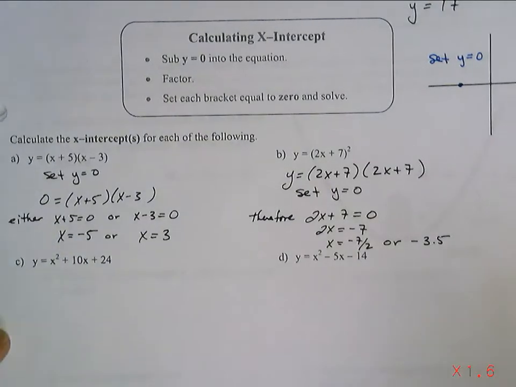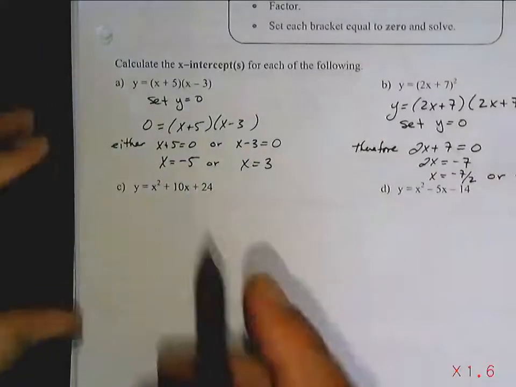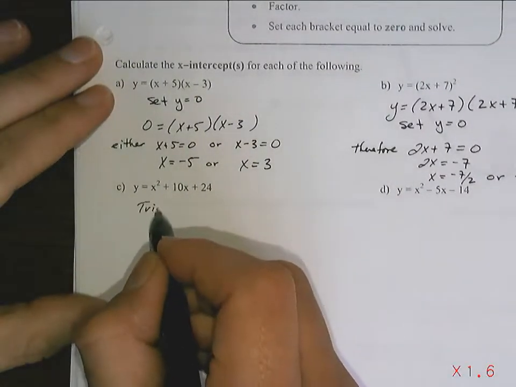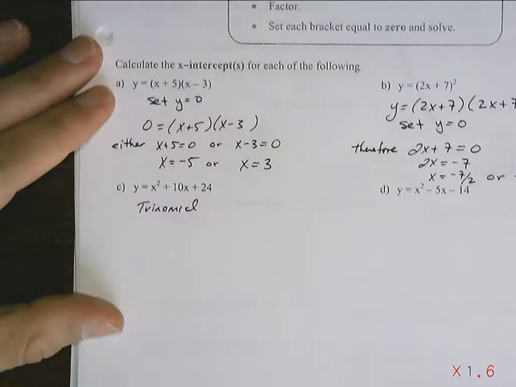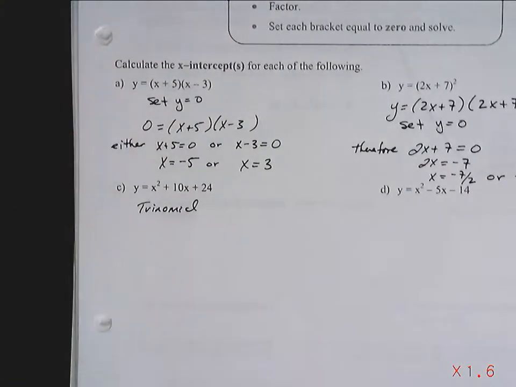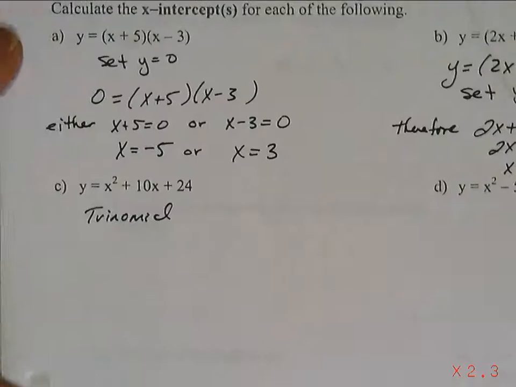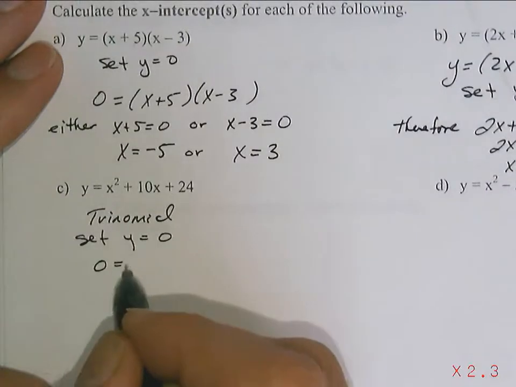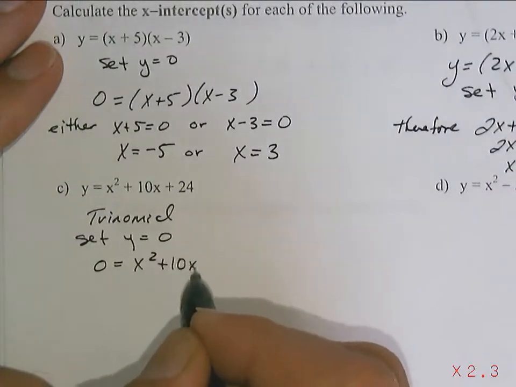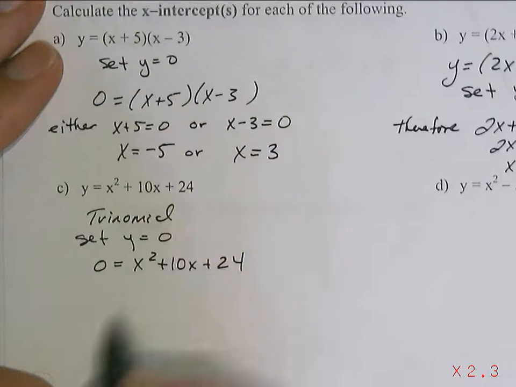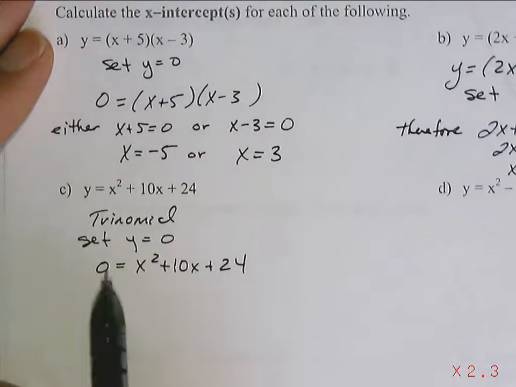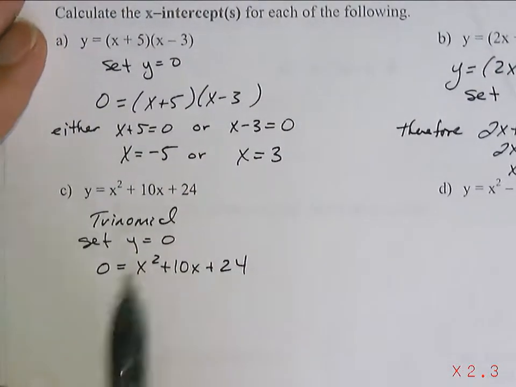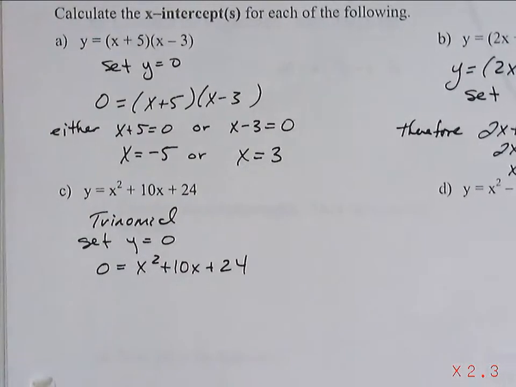Looking at C, this is a trinomial. If I set y equal to 0, I can't solve that. I cannot solve this. Let me show you really closely what I mean. If I do this, I can't solve that. If I move the 24 over, I've still got x squareds, I've got x's, it's a mess. You can't solve that unless we factor.